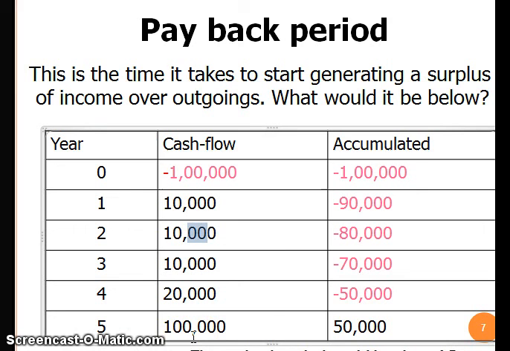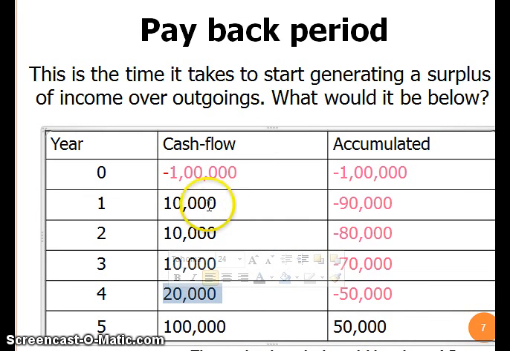The next category of analyzing the project is payback period. Payback period indicates the time taken, or in how many years you can pay back your initial investment. So when you take the initial investment is 1 lakh rupees, and in the first year you will get 10,000, second year 10,000, and third year 10,000, and in the fourth year it is 20,000. So what you have to do is you need to pay back the initial investment.